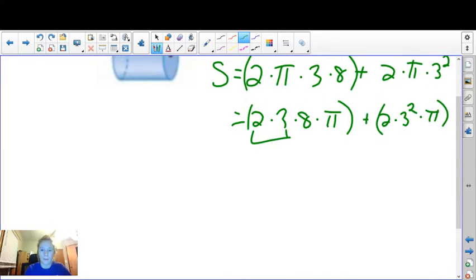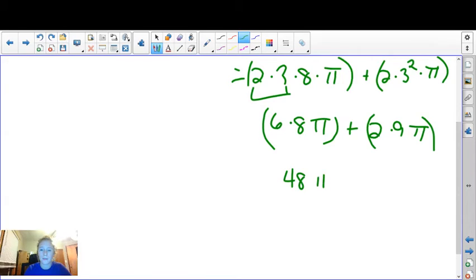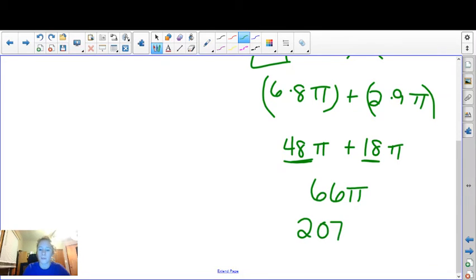Okay, this will give me 6 times 8 pi, plus, I have to do the 3 squared first, which is 9, so I have 2 times 9 pi. 6 times 8 is 48 pi, plus 18 pi. Hey, this is looking a little bit more like it's supposed to. I'm going to add these 2 together, which gives me 66. I'm going to take 66 times pi, which gives me 207.3 centimeters squared.